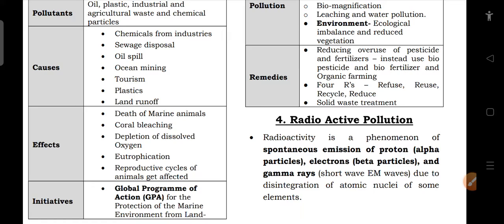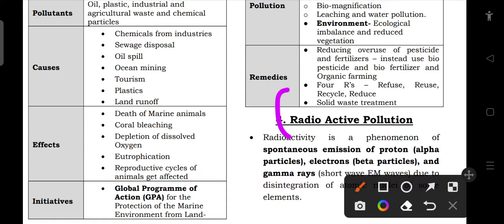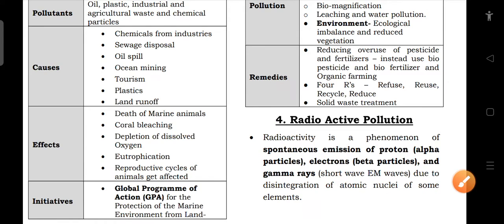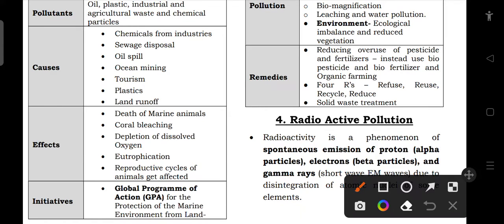Now the next type of pollution is radioactive pollution. Radioactivity is the phenomenon of sudden or spontaneous emission of particles like alpha particles and electrons, the beta particles and the gamma rays. They are emitted spontaneously due to disintegration of atomic nuclei, which is called radioactive pollution.